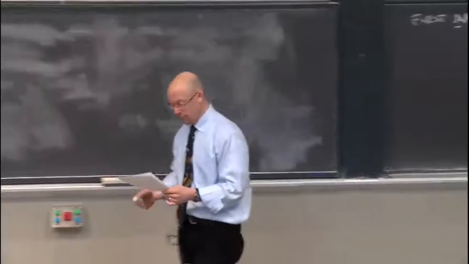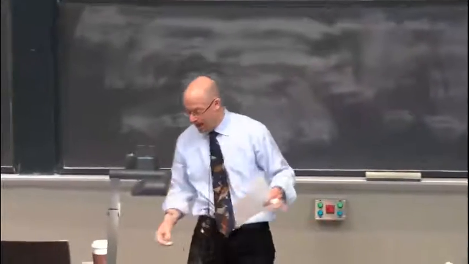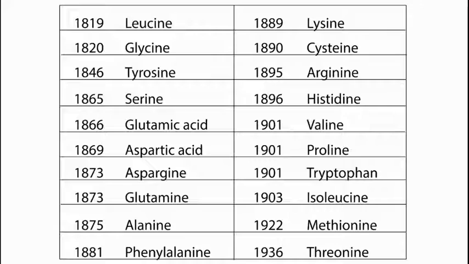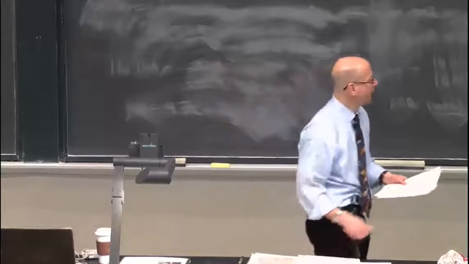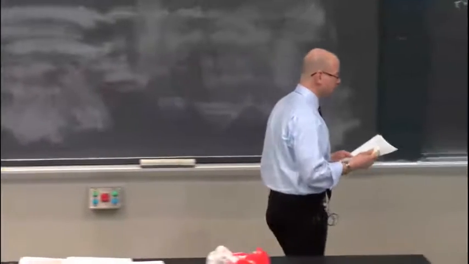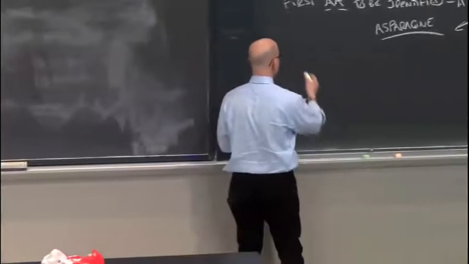And in fact, the first amino acid to be identified as part of proteins, you can see in this table, was actually leucine, in 1819, and a year later, glycine. And you can see it took over 100 years. It wasn't until 1936 that the last of the natural amino acids, threonine, was identified. So with that as our understanding of amino acids, we can now ask, what's an amino acid?